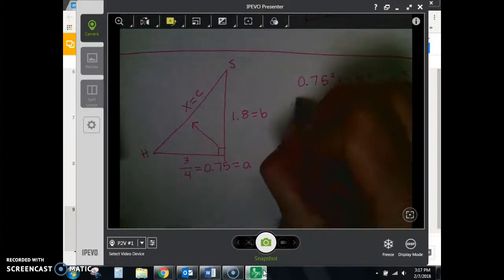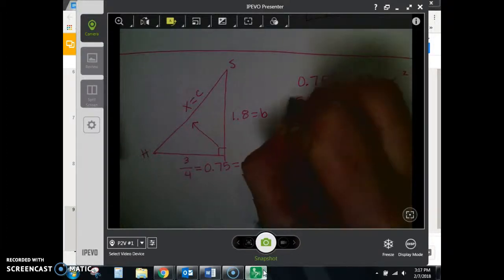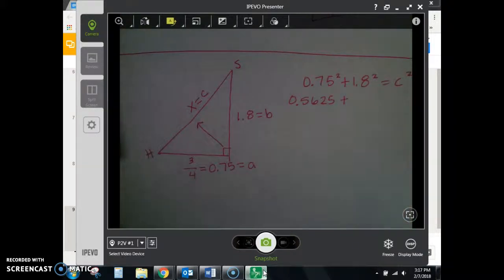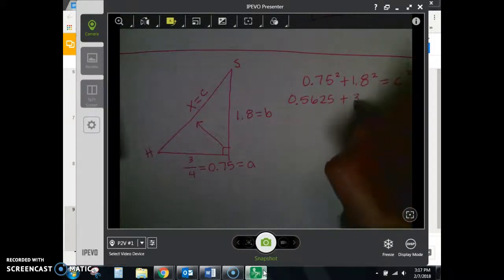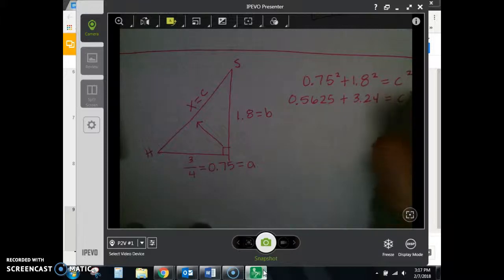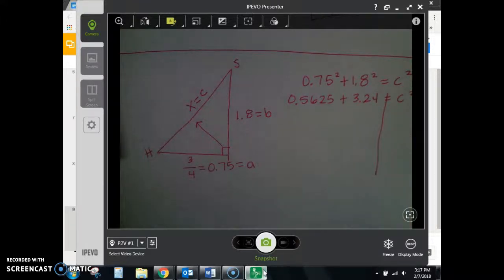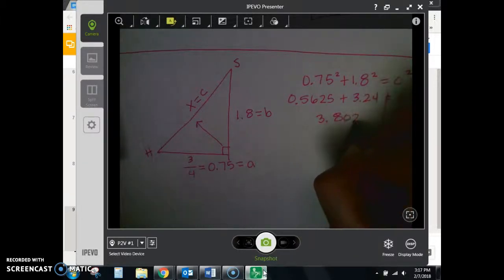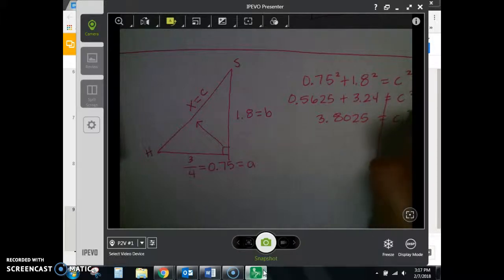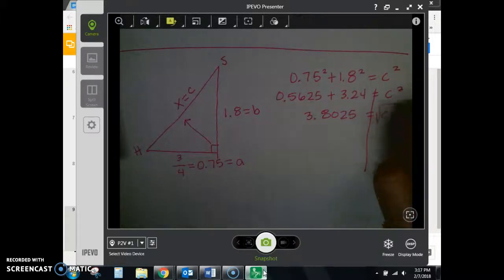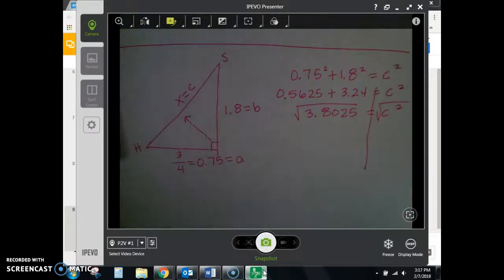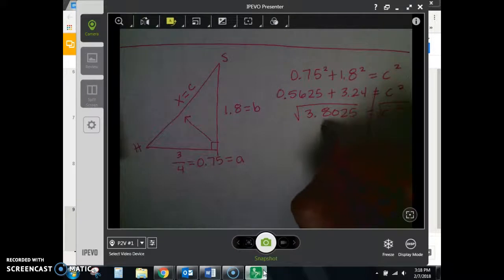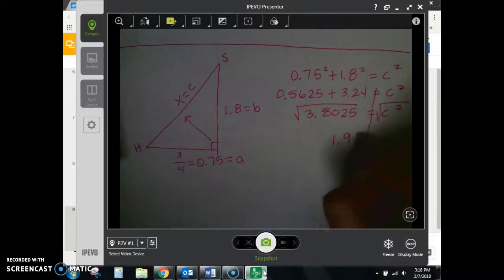0.75 squared is 0.5625. You just need your calculator. Okay, 1.8 squared is 3.24, and we still don't know C squared, so now we're going to do train tracks. So I'm going to add these two together. That equals 3.8025, but that's still C squared. If we just want C by itself, now we're going to do the square root. So the square root of 3.8025 is 1.95. So that would be what C is.